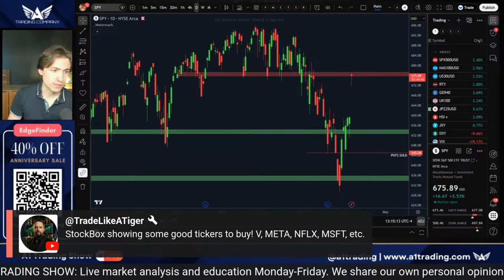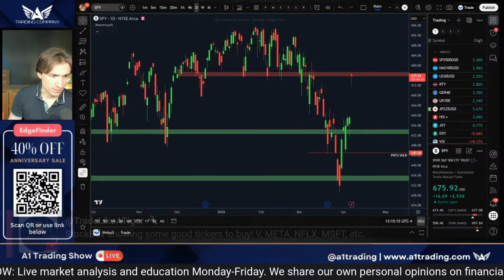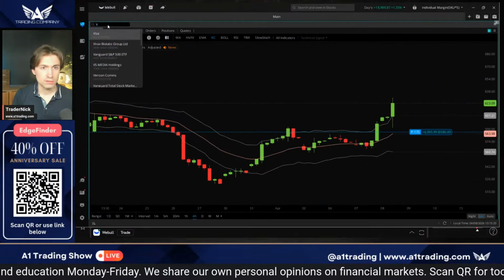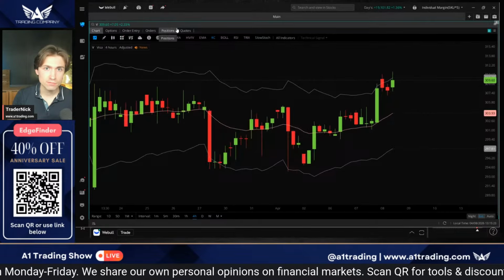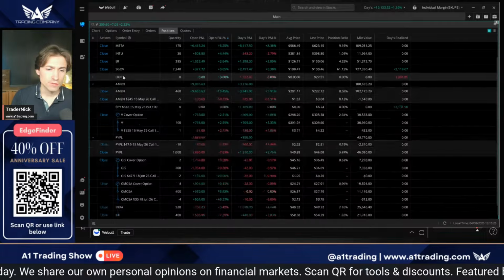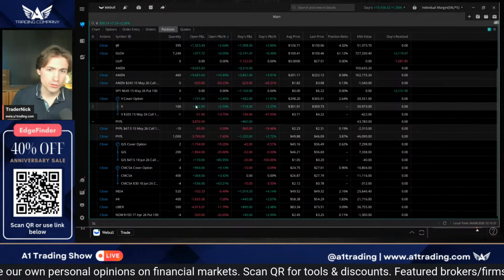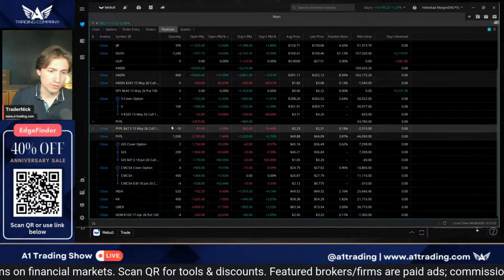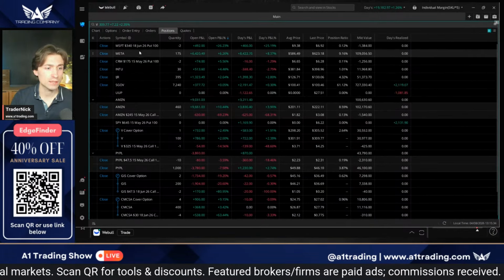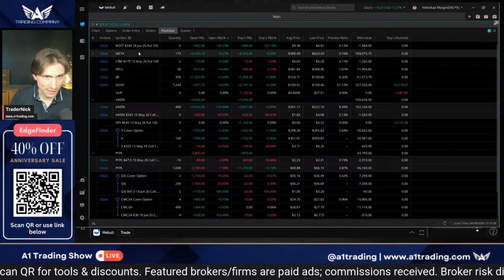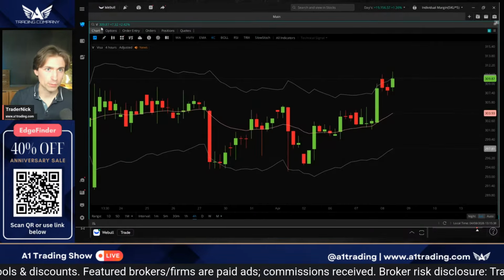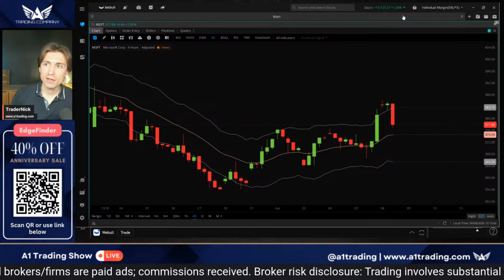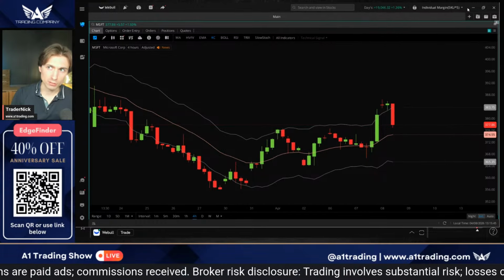Stockbox showing some good tickers. Visa, Meta, Netflix, and Microsoft. I mean, those are pretty much the ones I'm playing, right? So, Visa, I have long 100 shares, and I also have calls sold against my shares. I also have Amazon, and I also have Meta, and I have a Microsoft short put position. So I'm definitely playing the long side, but not to the same extent of just being long the market.